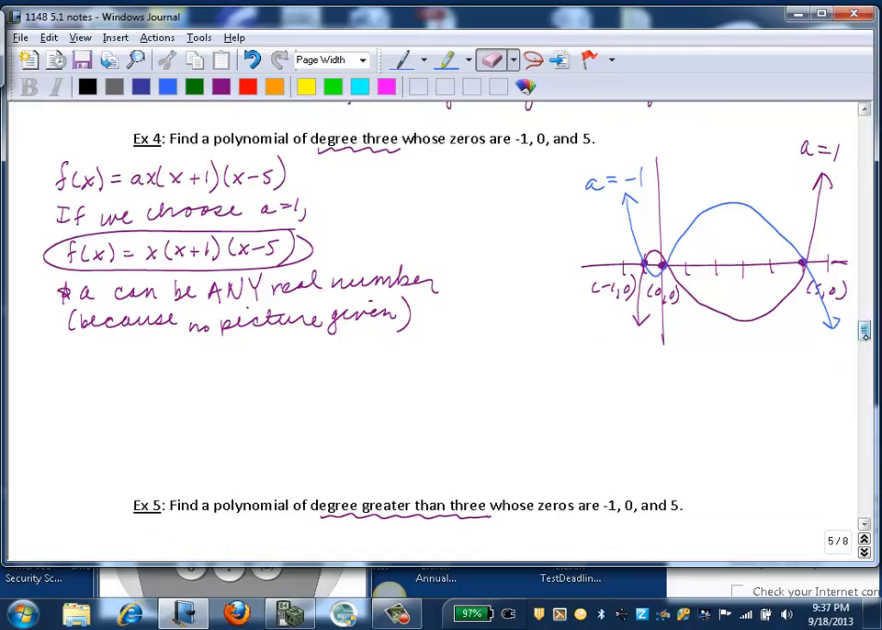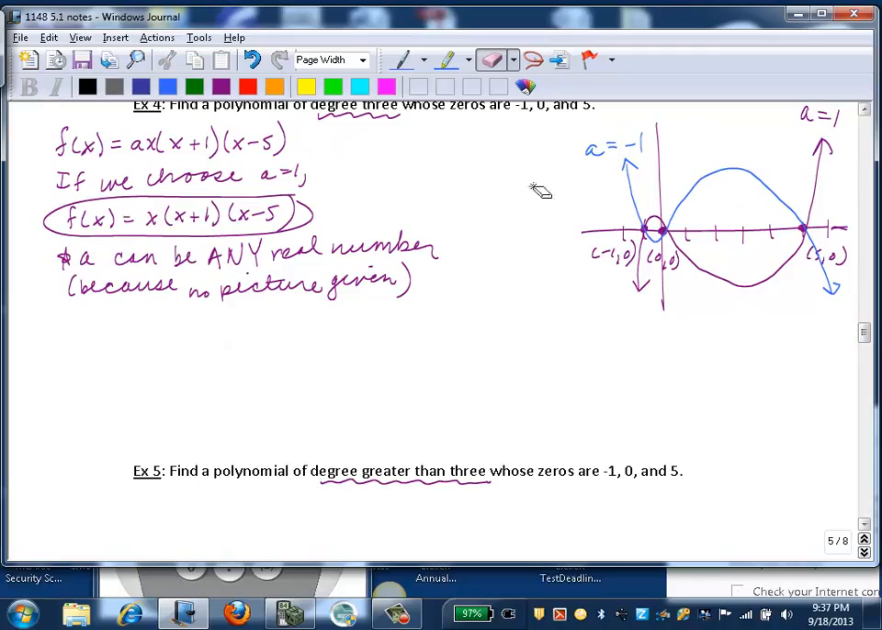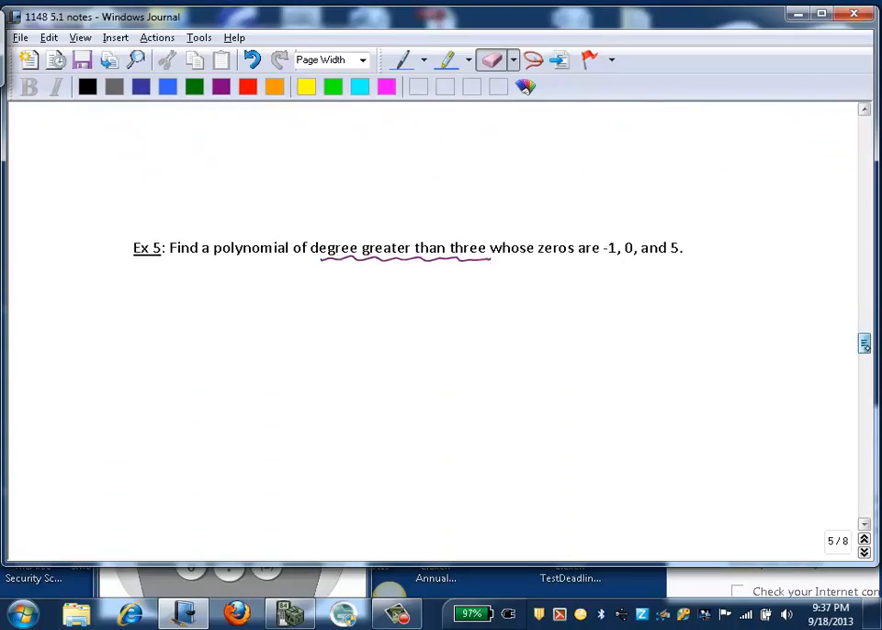Okay, now I'm going to go right into example 5 because it's the exact same question. Find a polynomial with zeros -1, 0, and 5, except this time we want a degree greater than 3. So we want a degree 4 or a degree 5 or etc. Okay, so let's talk about a degree 4. So we know that this function, we'll put our a out in the front, has to have the factors x, because of the 0, x plus 1 because of the 0, negative 1, and x minus 5 because of the 0, 5.